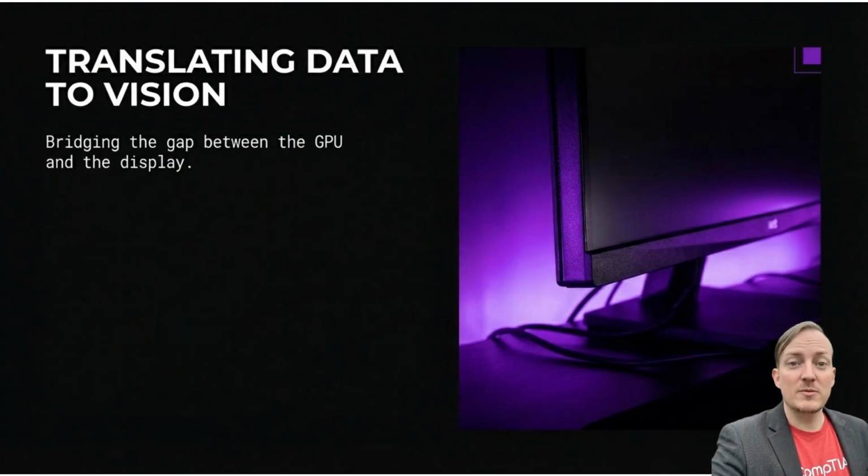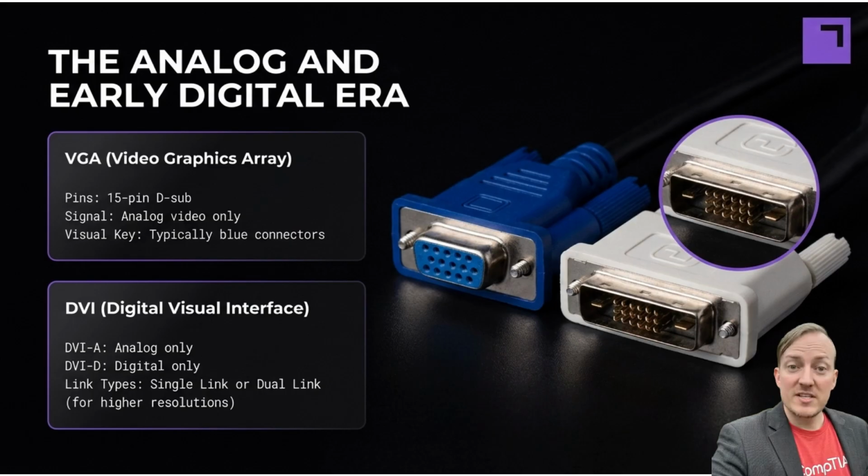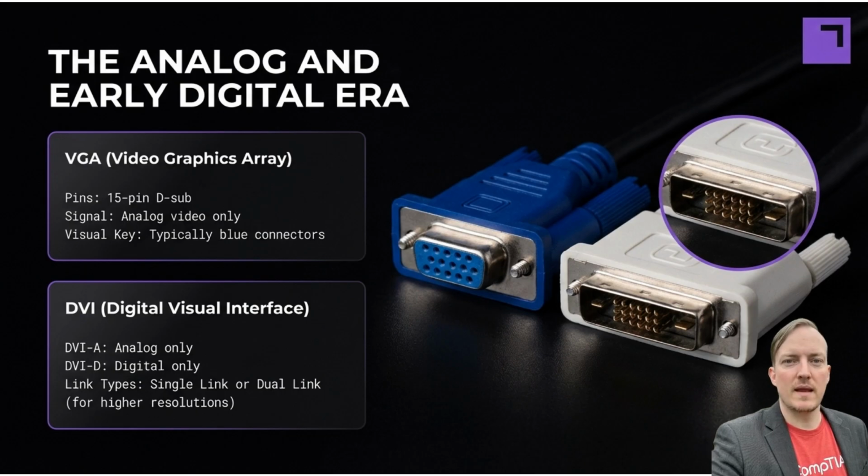Now that our data is moving, we need to see it. It's time to bridge the gap between the graphics processing unit and the display. We start with the analog and early digital era. The classic standard is VGA, the Video Graphics Array. This uses a 15-pin D sub connector, typically colored blue, and it transmits an analog video signal only.